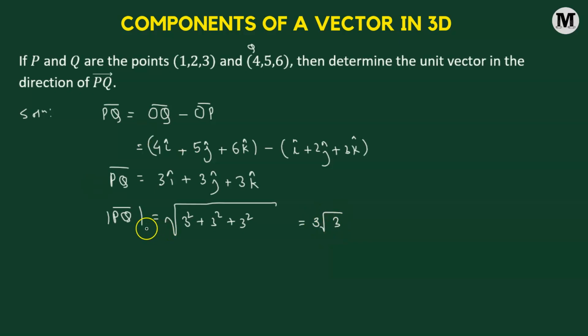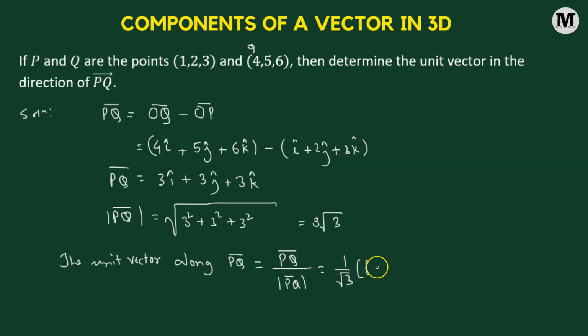So now that we have the magnitude as well as the vector PQ, we can easily find out the unit vector in the direction of PQ. So we will take the vector PQ and divide it by its magnitude PQ. So that's going to be equal to 1 over square root of 3 multiplied by i cap plus j cap plus k cap.